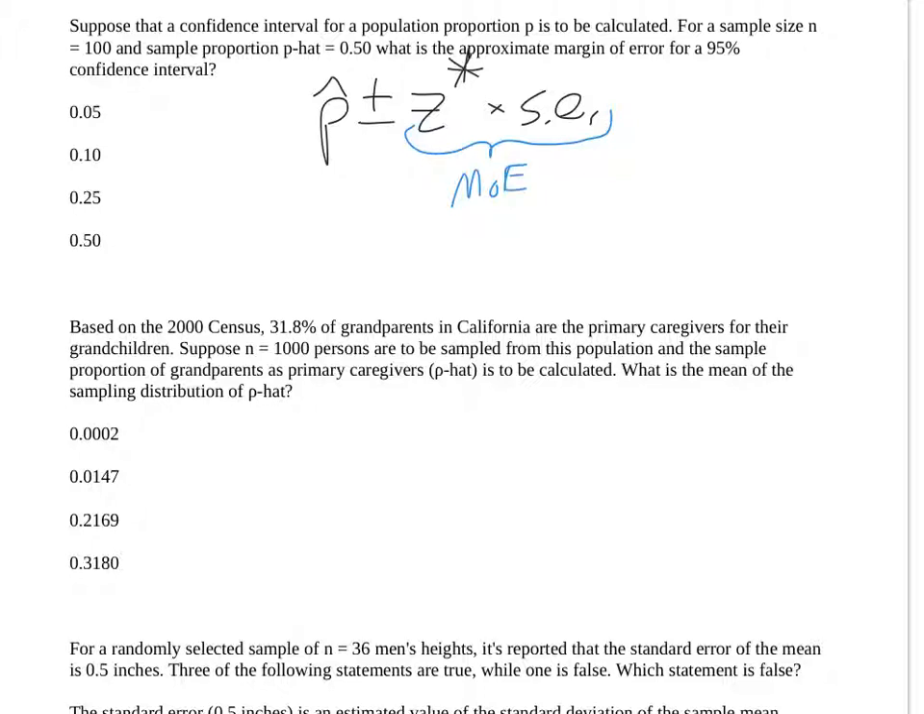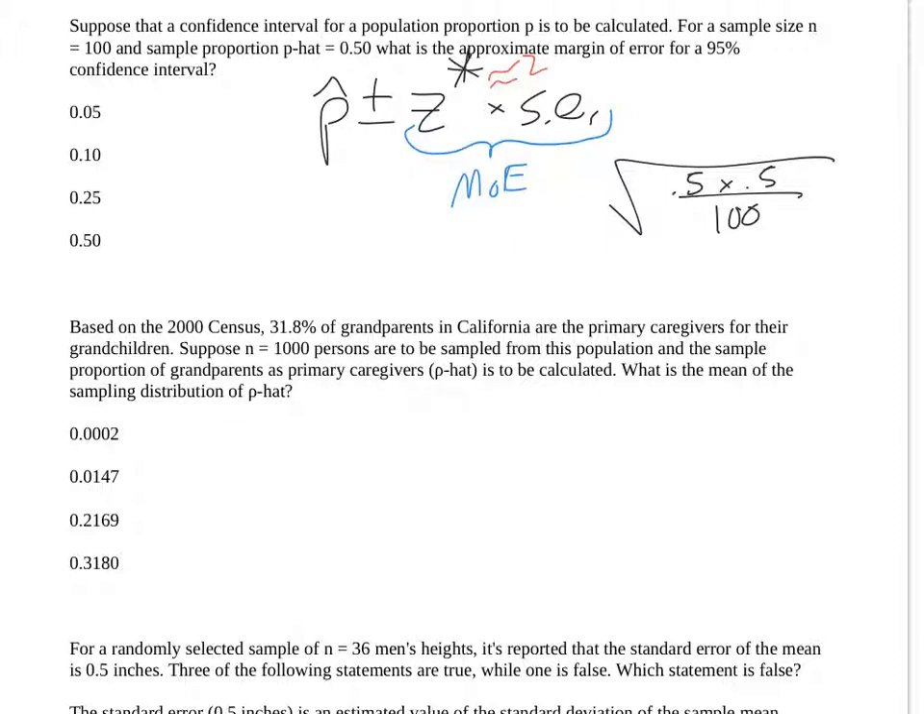Now, we talked about it last time, and this is the most common confidence level because it's easy to approximate. For 95%, you're going to say this z star is approximately equal to 2. So now we just need to calculate the standard error just as we did last time. So we're going to do the square root of 0.5 times 0.5 divided by n. What's n? 100.